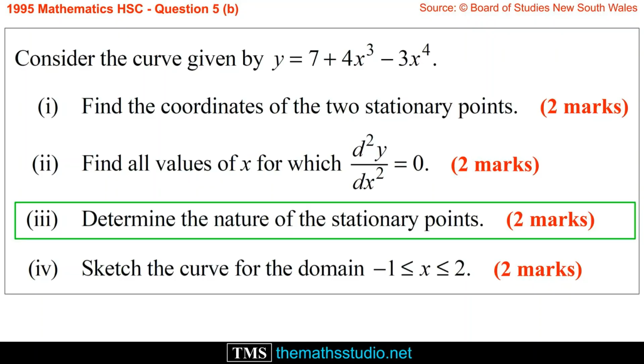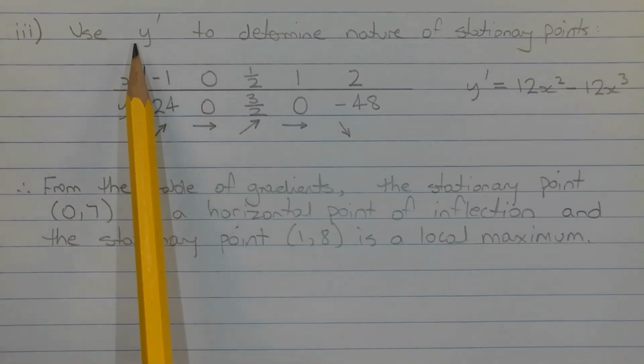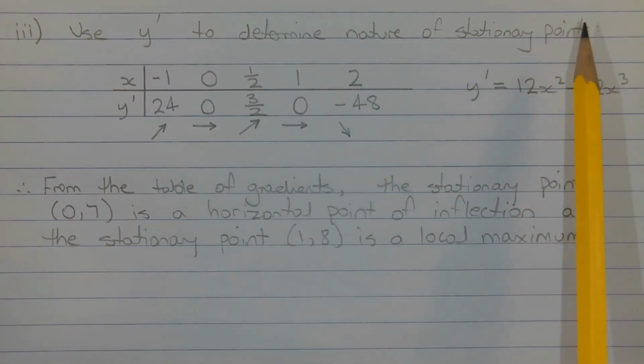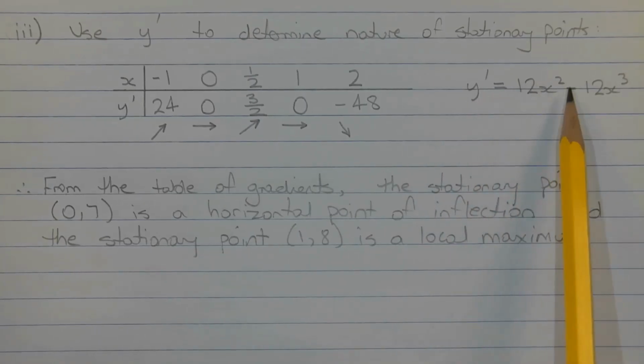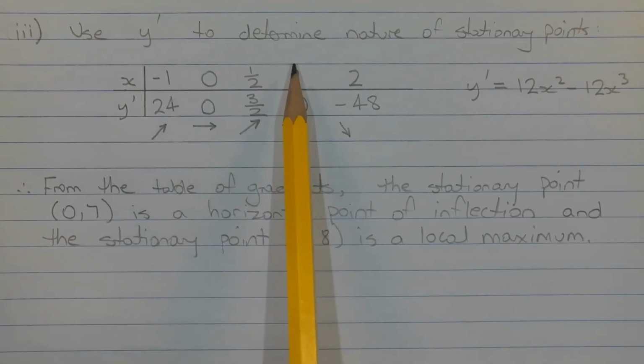Part 3. Determine the nature of the stationary points. We can use the first derivative y dash to determine the nature of the stationary points, where y dash equals 12x squared minus 12x cubed. So the two stationary points are located where x equals 0 and x equals 1, and we found that in part 1. So we test around those stationary points.